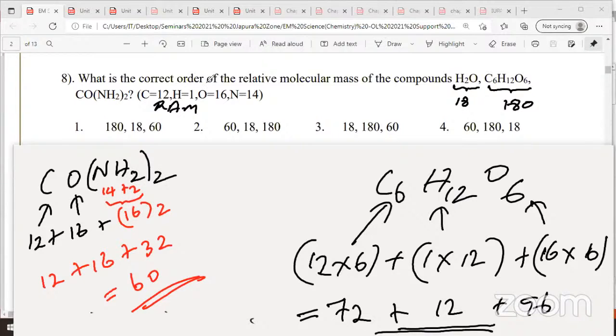So then what is the relative molecular mass of the compounds? What is the correct order now? This one you get 60. First you get this, second you get this, third you get this. So you have to get this respectively.